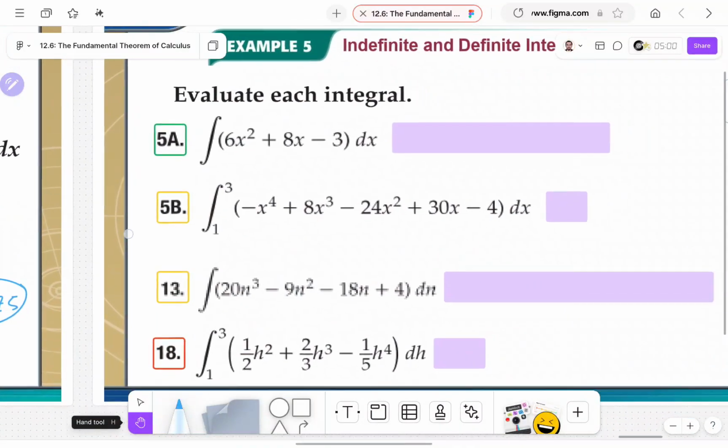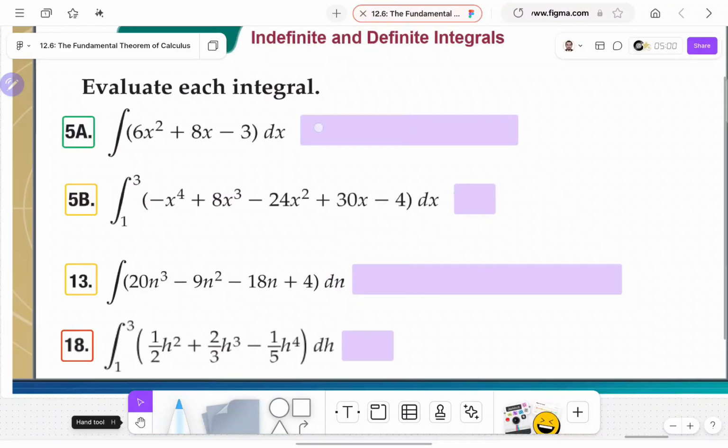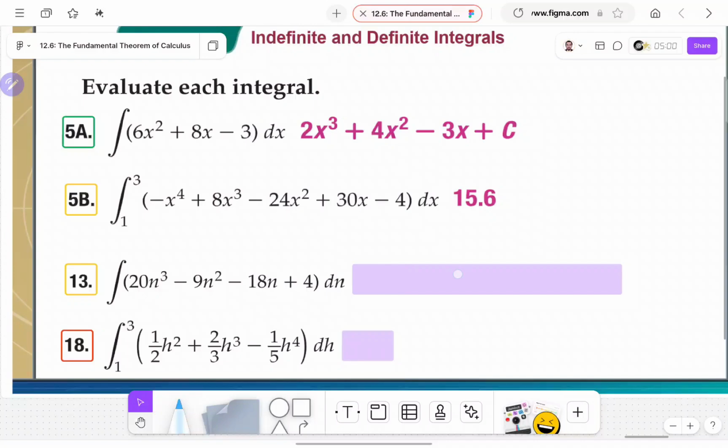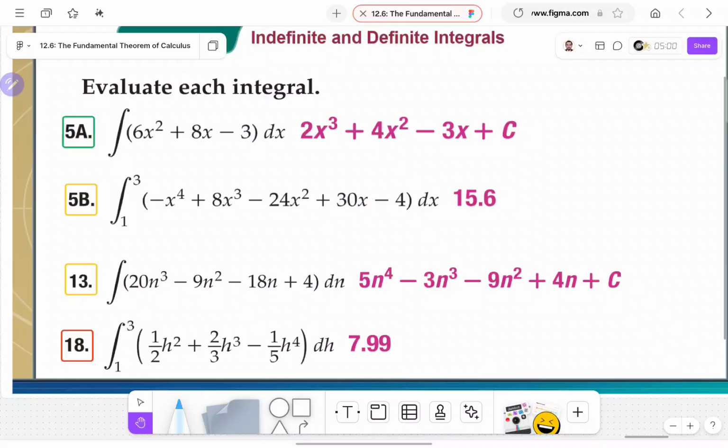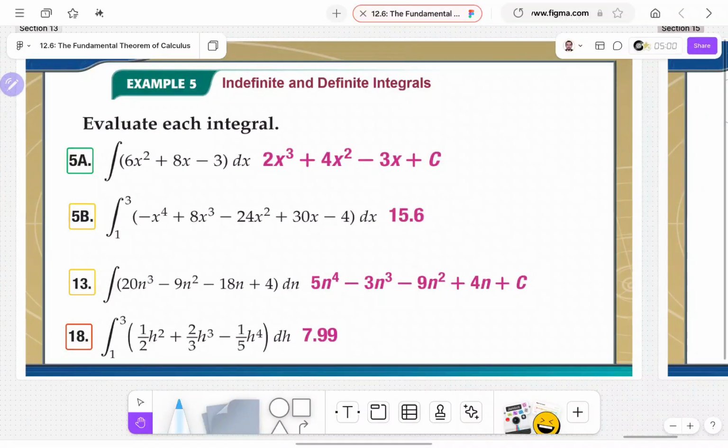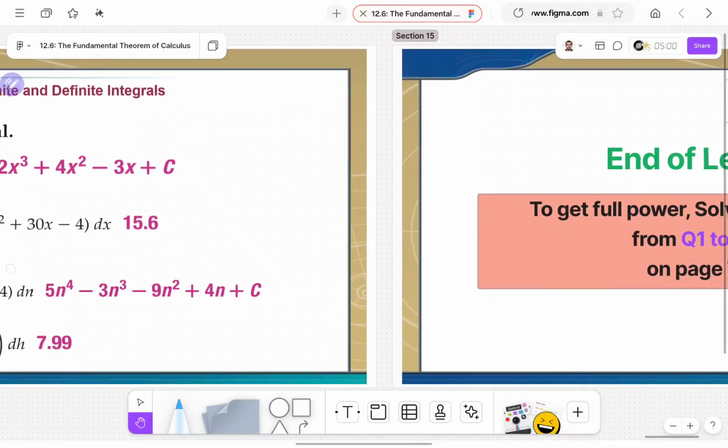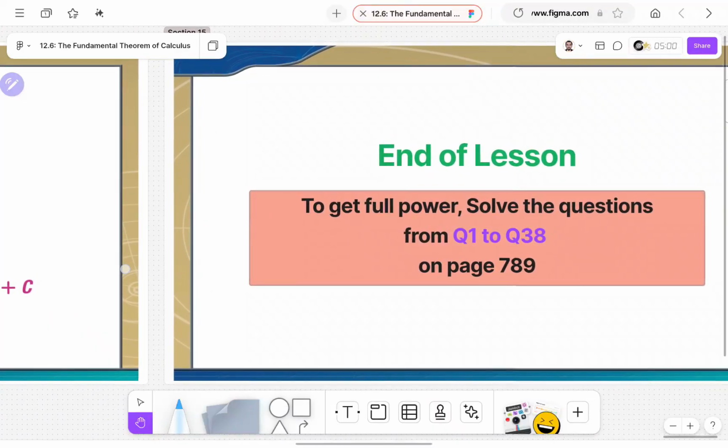Now it's your turn. Try to solve this question. Let me reveal the answer also for you. So this is the first one. This is the second one. This is the third one. Okay, this is the most difficult one maybe for most of the students, but it's still easy because we are on fundamentals. Okay, we finished the lesson, and solve these questions to get more practice.